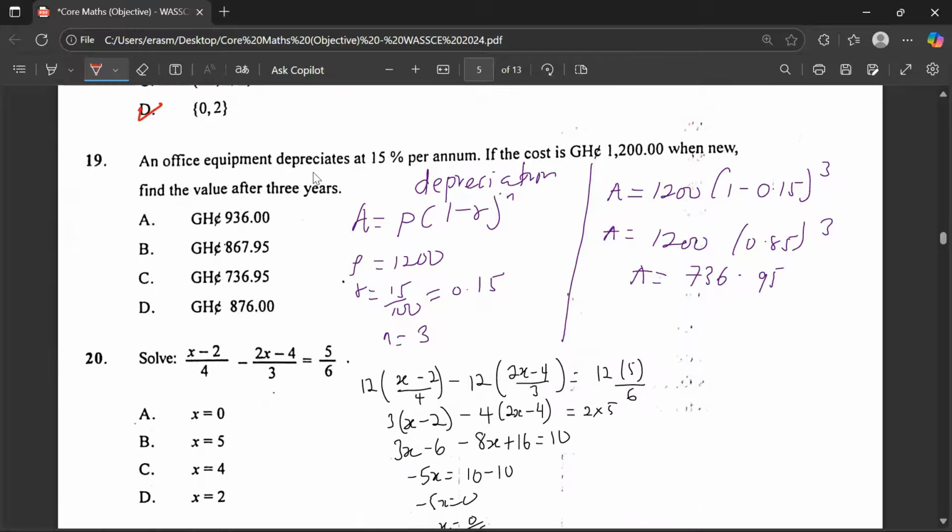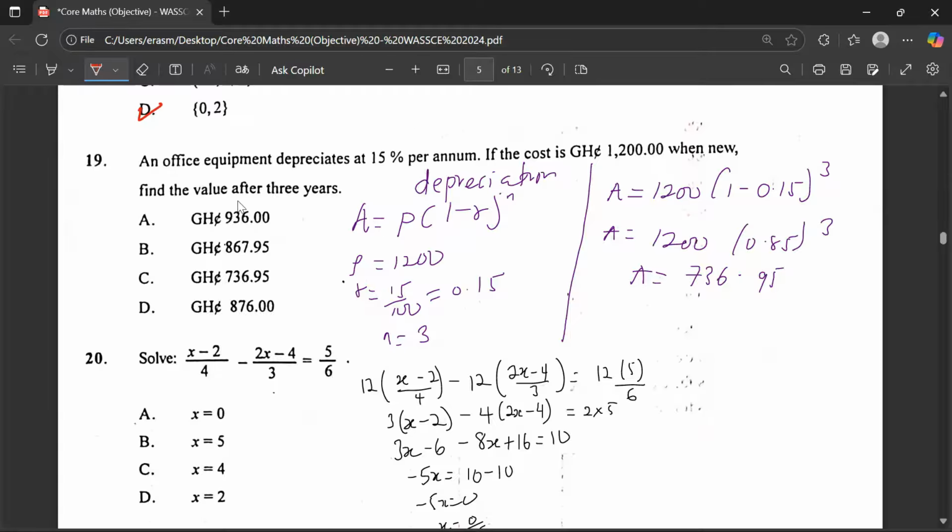An office equipment depreciates at 15% per annum. If the cost is 1,200 when new, find the value after 3 years. So this is a problem on depreciation. And then A equals P times 1 minus R all to the power n, where P is the initial amount or the principal, R is the rate of depreciation, and A is the value at the end of n years.